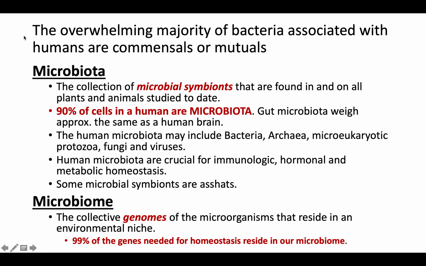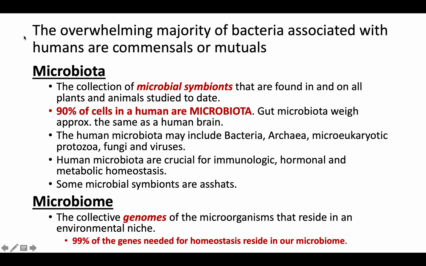So anyhow, we know that the microbiota is a collection of those organisms, those symbionts, that live in symbiosis with us. And they are found in all plants and animals. Now, an interesting thing is that 90% of the cells that we have are microbiota. So 90% of our cells in and on us are microbes. And the gut holds the most of them. If you would take all those microbes and weigh them, they weigh about the same as the human brain.